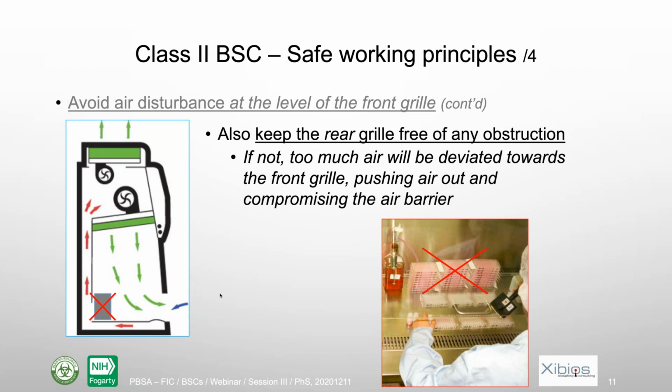Again, a very bad practice. In that case, it does not completely block the grill, but you can realize that some of the air here will not be able to go down and be sucked that way, and will go in front of the operator. So again, that person is likely to be exposed.